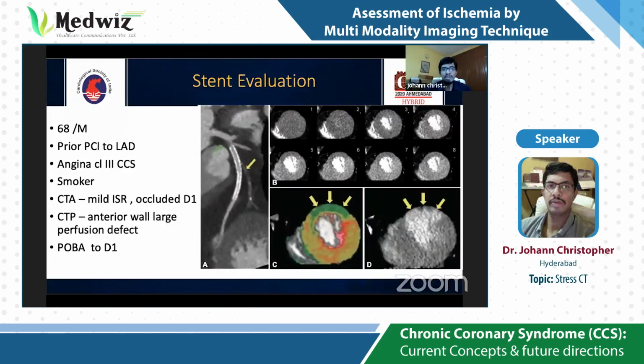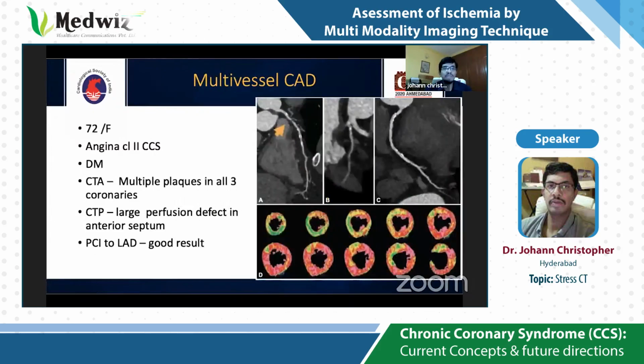68-year-old male, prior PCI to LAD with class 3 angina. He's a smoker. We did the CT, mild ISR in the stent, but we also found an occluded D1. And again, the perfusion sequences clearly show that there's a large perfusion defect in the anterolateral wall or the diagonal territory. And the team went ahead and did a POBA to D1.